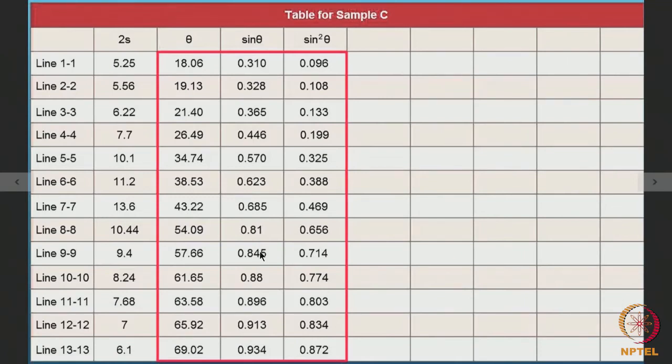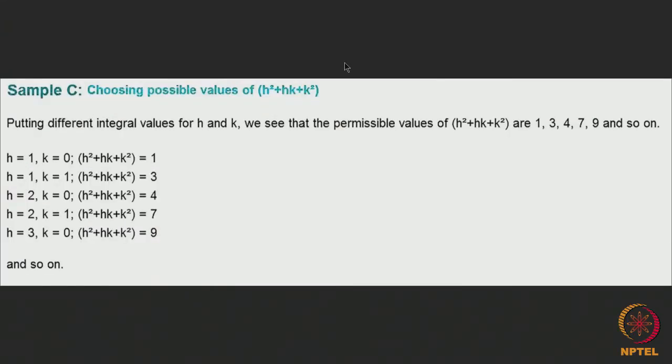Now, as we did in the previous two cases, from the 2θ values for each line pair, we calculate the value of theta, sin theta and sin square theta in the usual manner. Now, when we look at h square plus hk plus k square, putting different values for h and k, we find that h square plus hk plus k square can have the values 1, 3, 4, 7, 9 and so on.